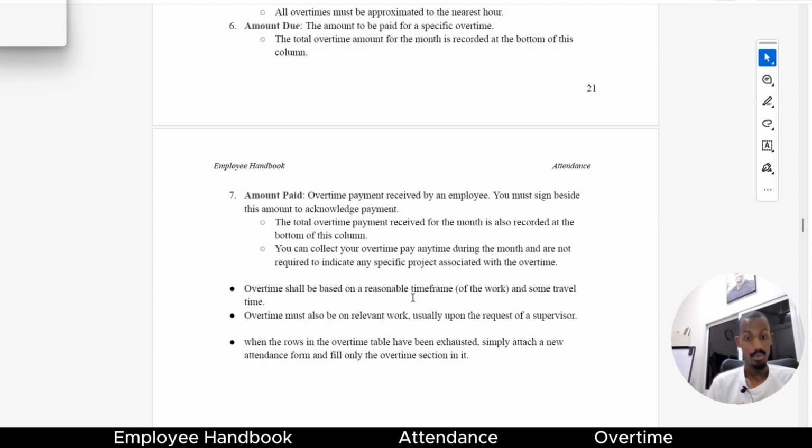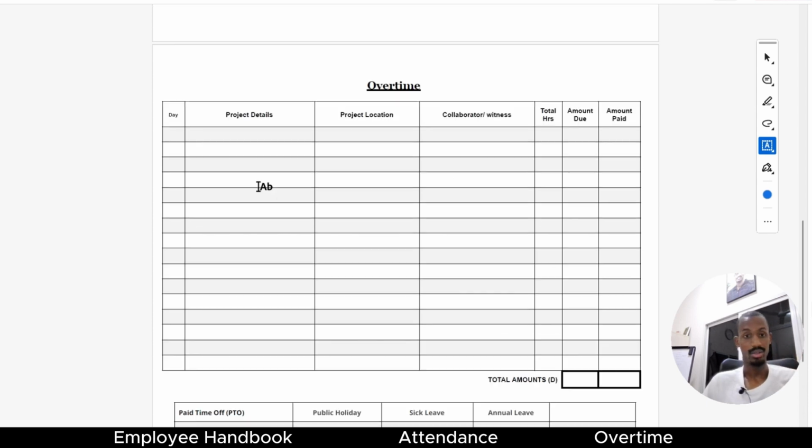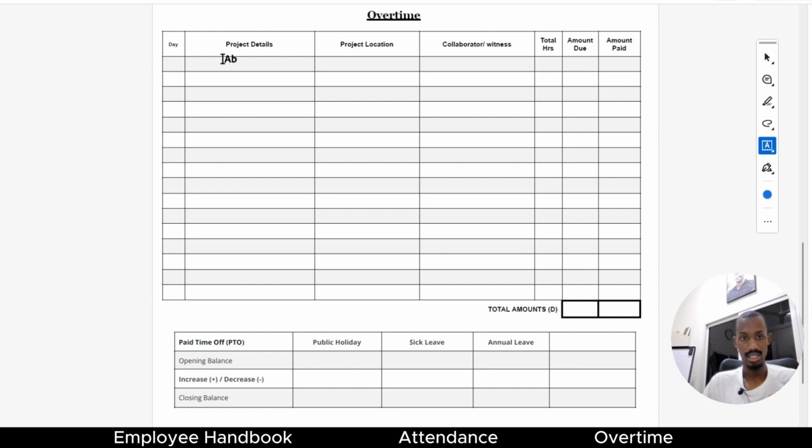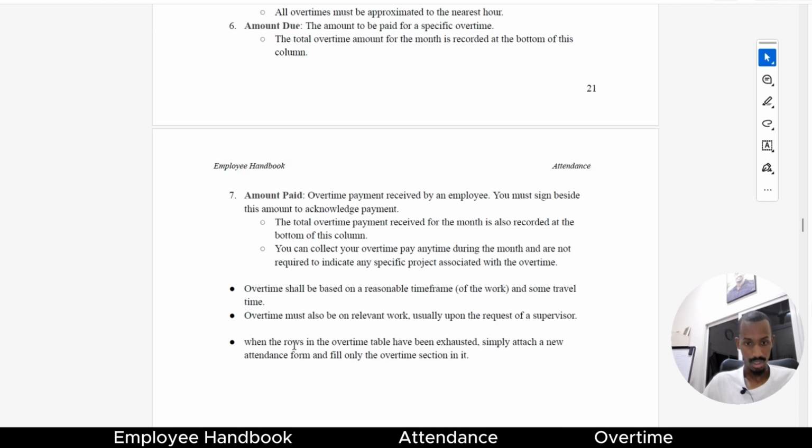Sometimes, during the busy weeks like December, when we are very busy, we normally have a lot of overtime. When you have a lot of overtime and you fill all these rows, you can request another form, just like this one. Don't fill everything, just fill the addendum section, use a clip to attach it together, and record the total here. When the rows in the overtime table have been exhausted, simply attach a new attendance form and fill only the overtime section.